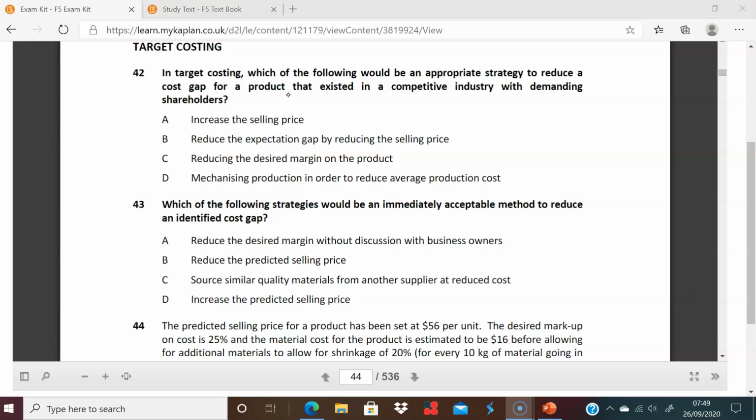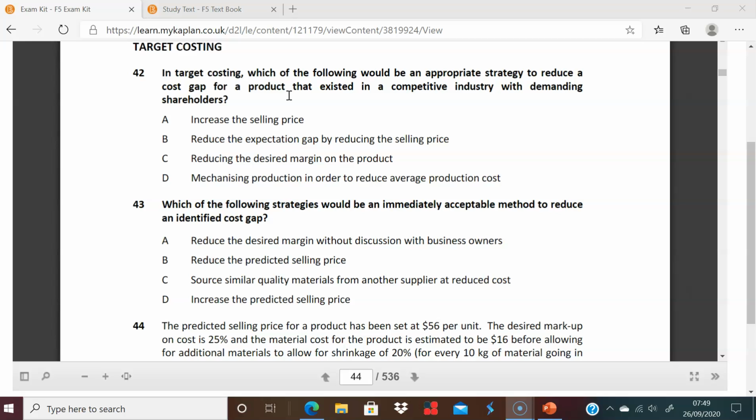Right, so what we have here, it says, which of the following would be an appropriate strategy to reduce the cost gap for a product that existed in a competitive industry with demanding shareholders? So increasing the selling price, probably not. You won't be able to sell your product. Reduce the expectation gap.